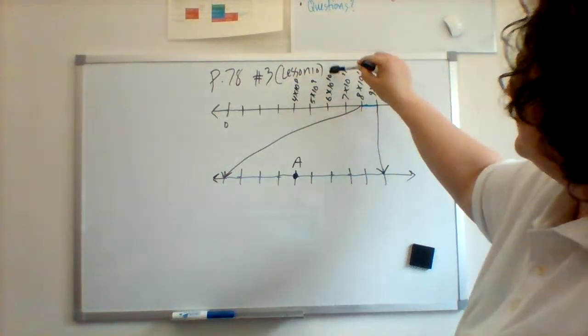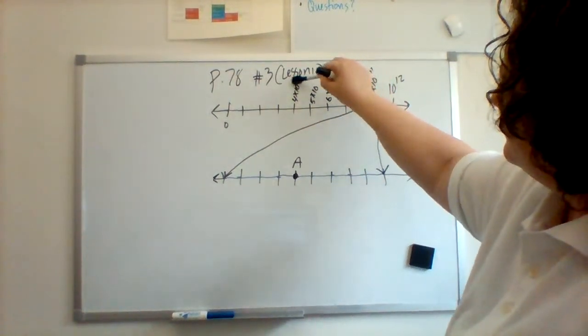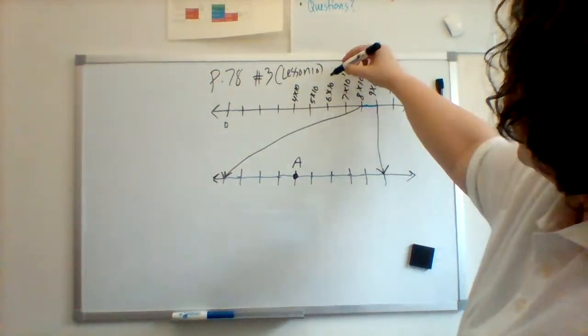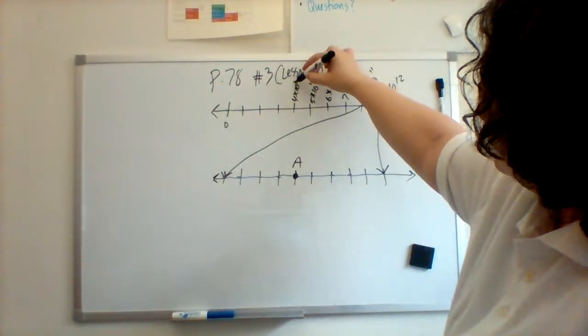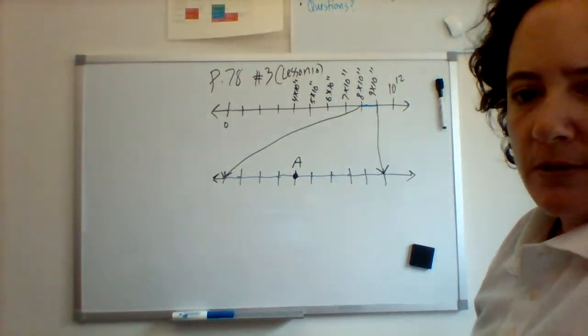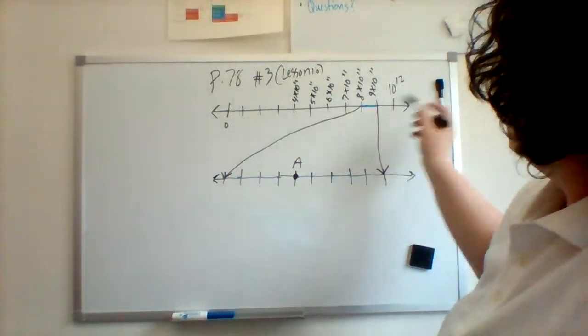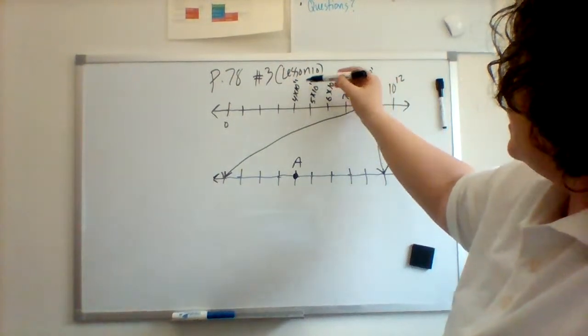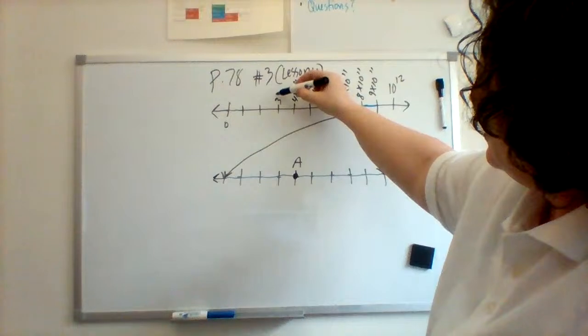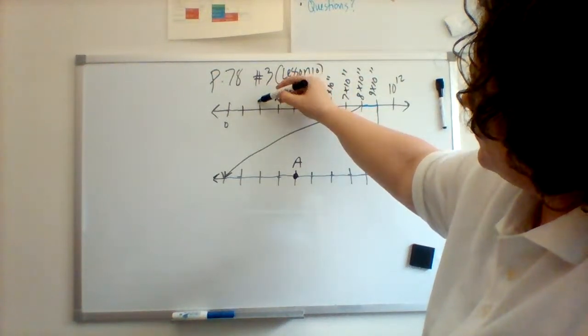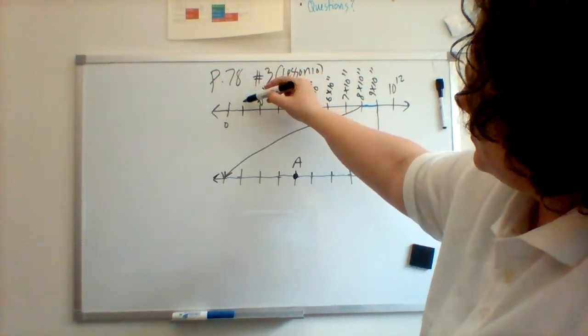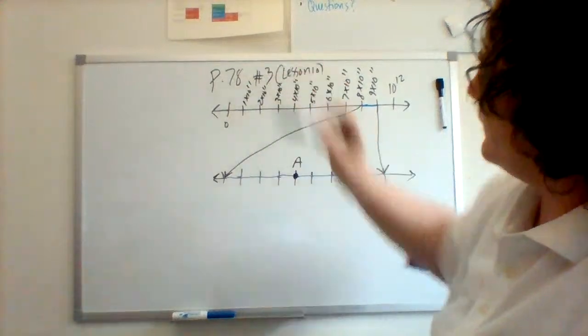I'm confusing myself, sorry. So all times 10 to the 11th power, 3 times 10 to the 11th, 2 times 10 to the 11th, 1 times 10 to the 11th. Okay.